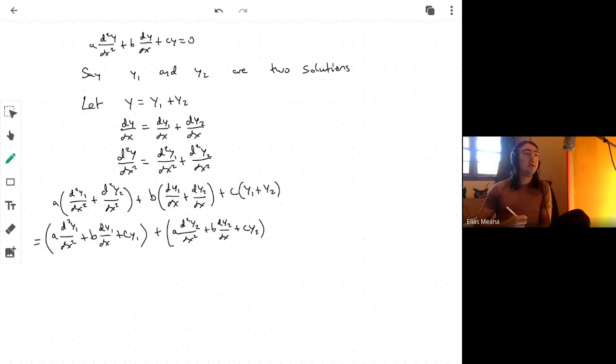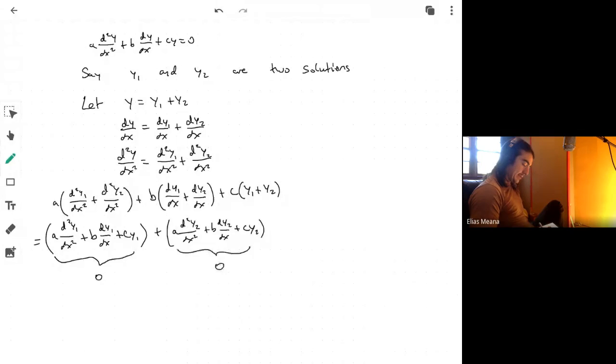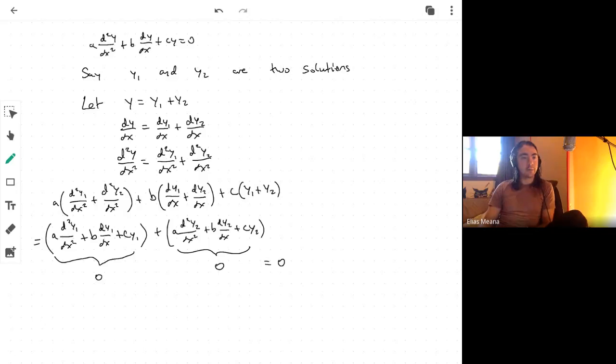But guess what? y1 and y2 are solutions to this differential equation, which means when we plug them into the differential equation, we better get 0. So that means that this will be 0 and this will be 0. And not surprisingly, we end up with a solution equal to 0 as well. And so what this tells us is that y itself, which is a sum of y1 and y2, gives us another solution. All right?